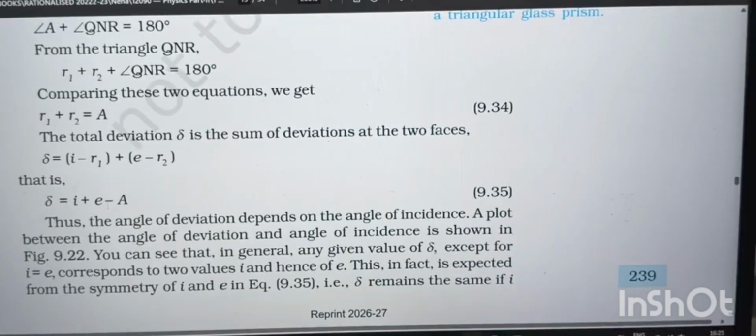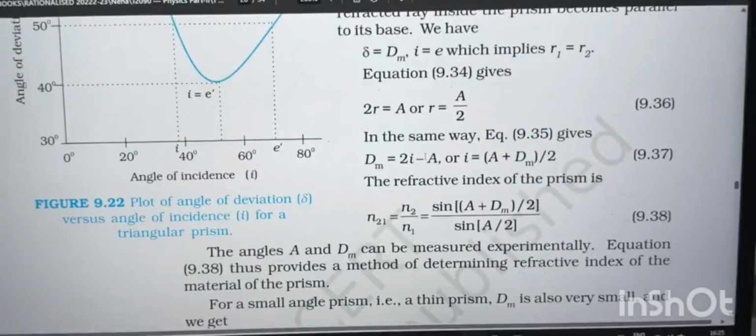So i plus i will become 2i minus A. Now simply send A towards that side, it will become plus. So A plus dm, and i will be here. If you send 2, because here it's in multiplication, send to the left side, it will become by 2. You got the i value, you got the R value.